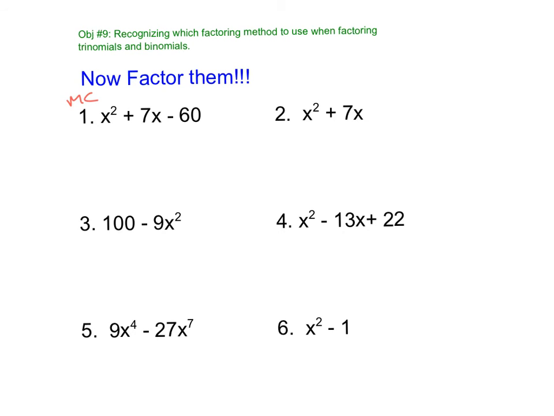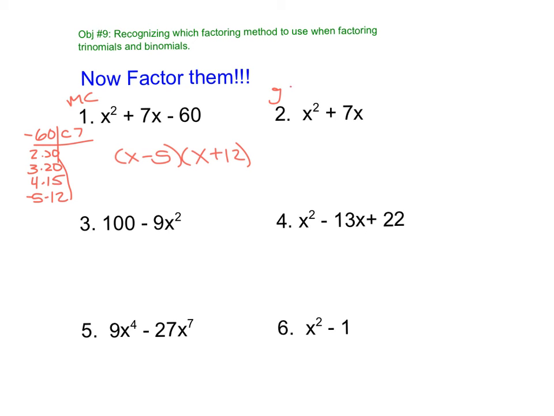Number 1 is MC. What multiplies to negative 60 and combines to 7? So let's see, 2 times 30, 3 times 20, 4 times 15, 5 times 12. It's 5 times 12 because one of them's negative. So we get x minus 5, x plus 12.